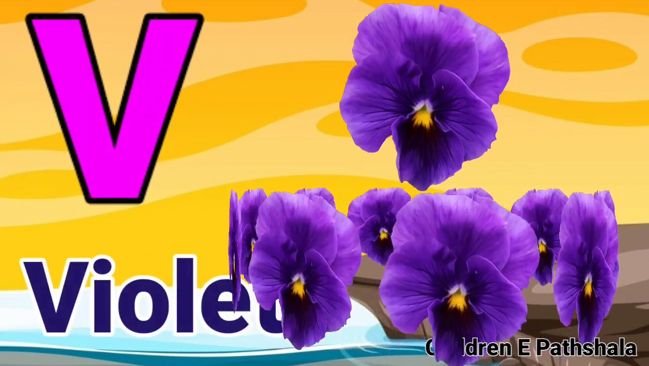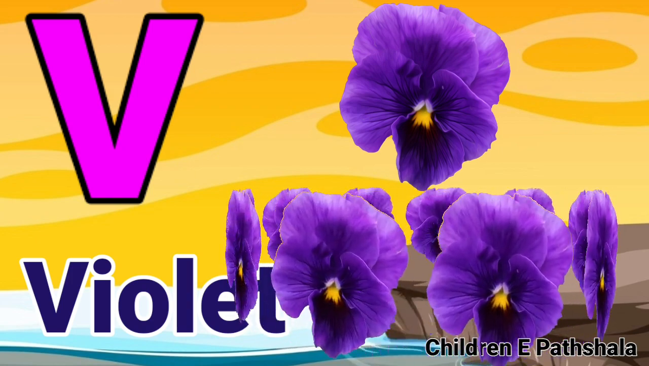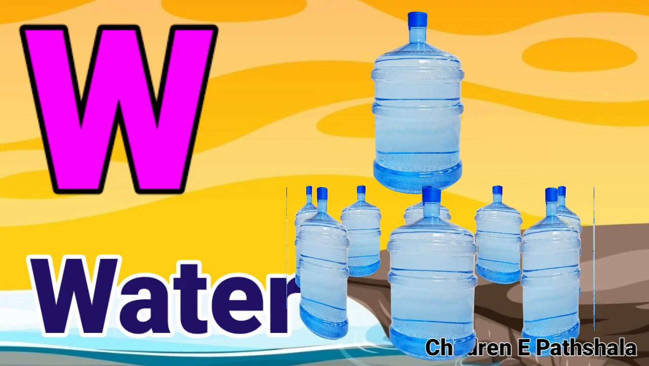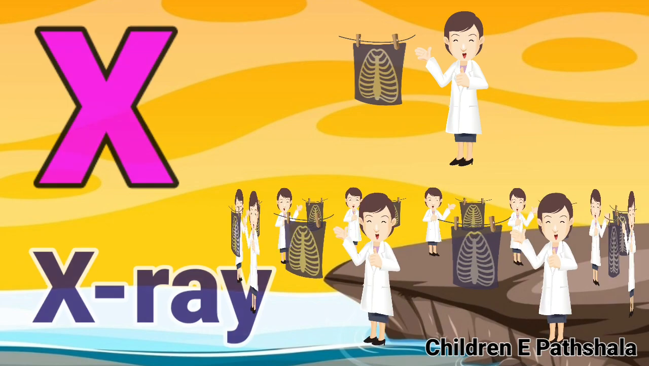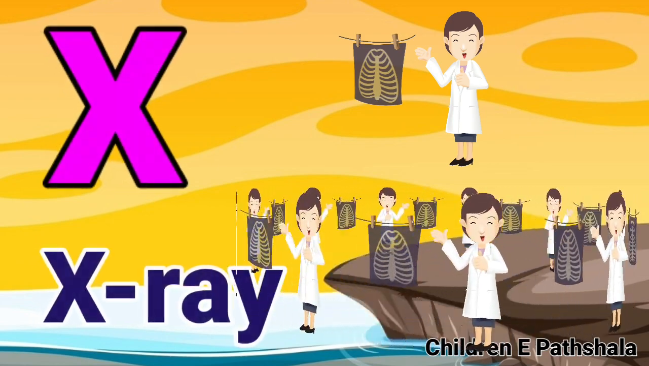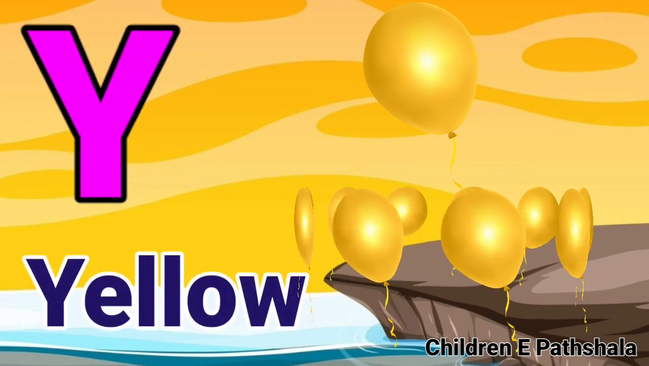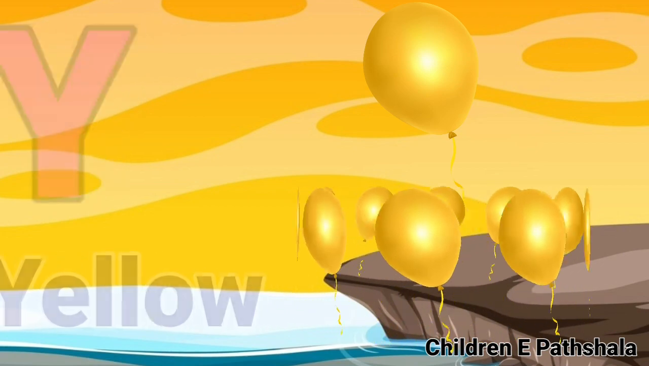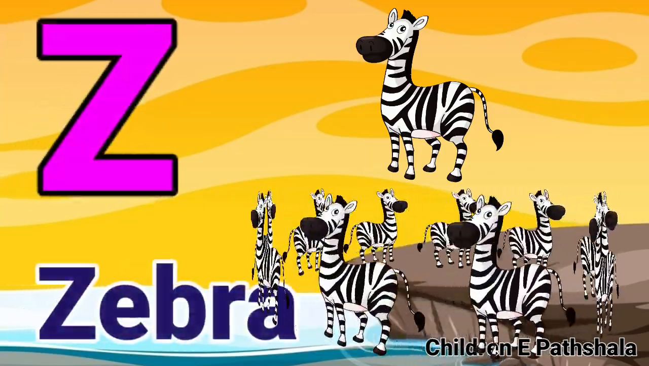V for violet. W for water. X for x-ray. Y for yellow. Z for zebra.